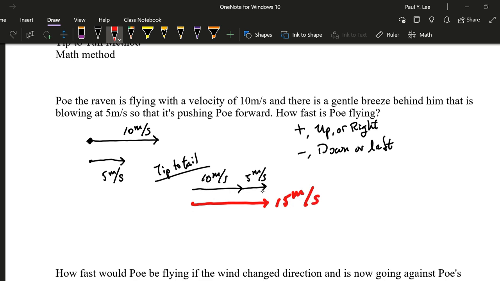We added the two vectors where one vector ends, the other one begins. And at the very end, you just go from the very beginning and you create an arrow until the last arrow ends. Because my last arrow ended right here, that is why I drew the arrow to that length. So the math method, as easy as it sounds, we just add 10 to 5, and we get a total answer of 15.